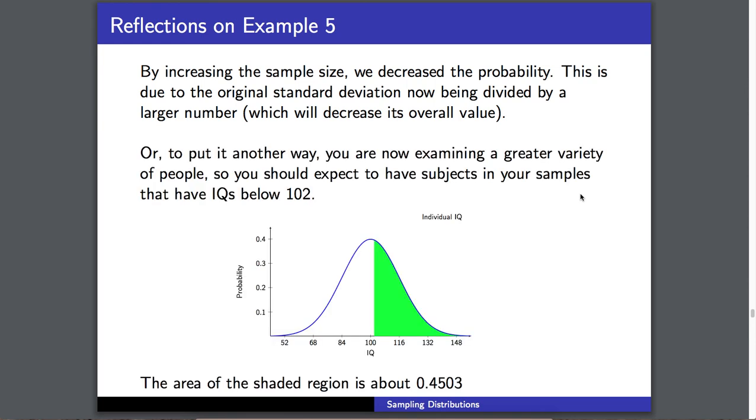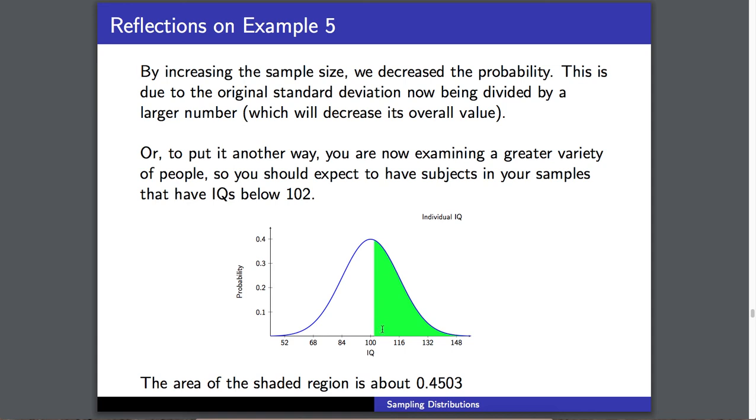So our average spread has gone down. To put it another way, we're examining a greater variety of people. So if we have 1,000 people, we should expect to have subjects in our sample who have IQs below 102. So by opening up the sample to more individuals, we increase the chance of getting people whose IQ would be below 102, whether it's below by a significant amount or not.